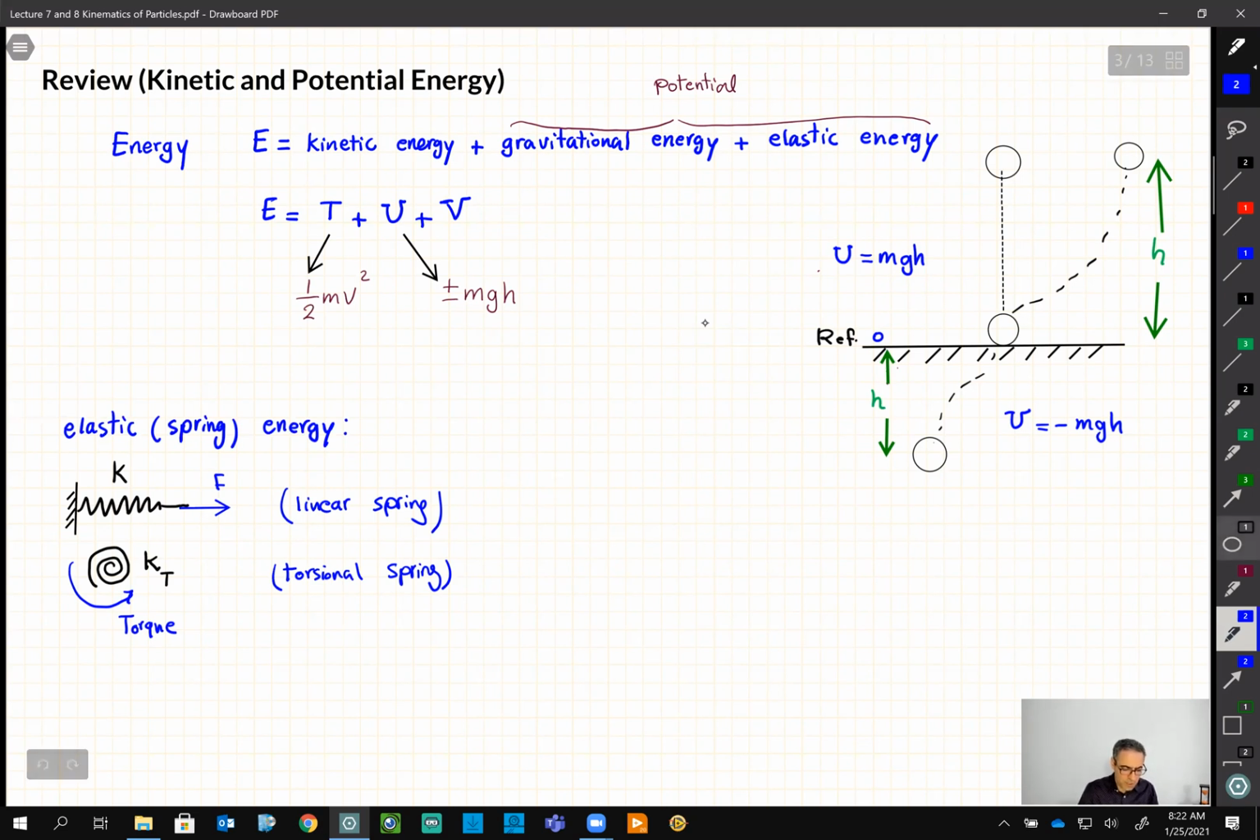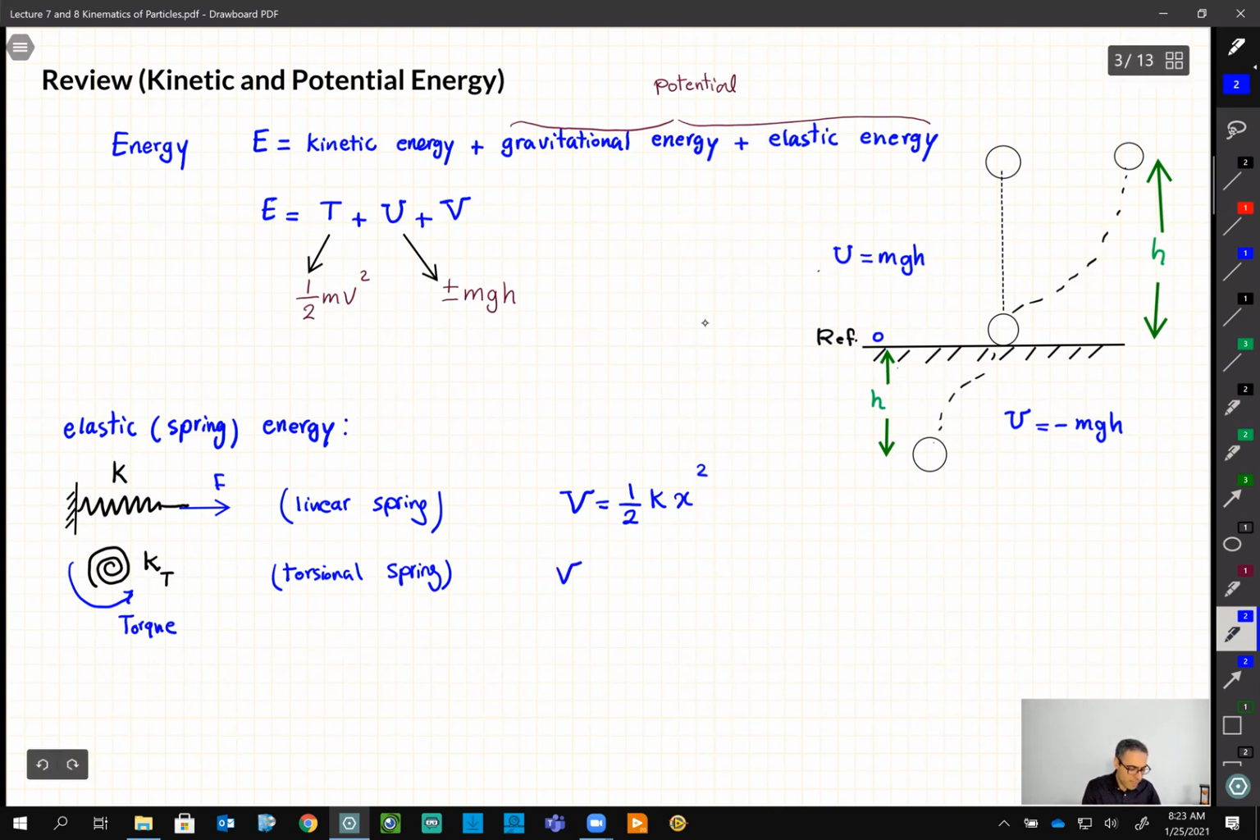So for each of these, the formula for energy is V equal to half of K delta X squared, or simply we write it V equal to half K x squared. And everybody knows that when we talk about X, it means just the amount of displacement, or the deflection of the spring.